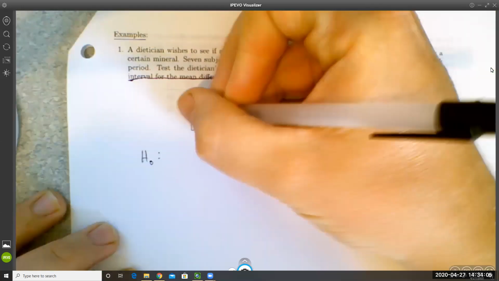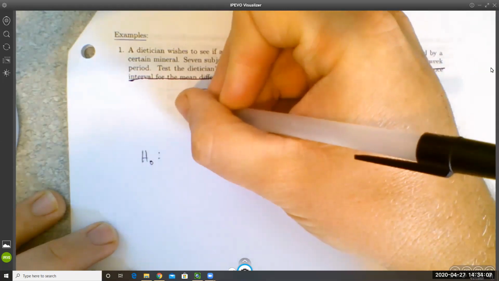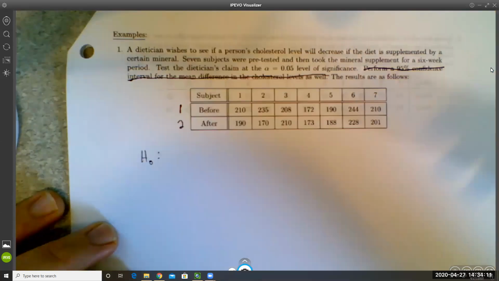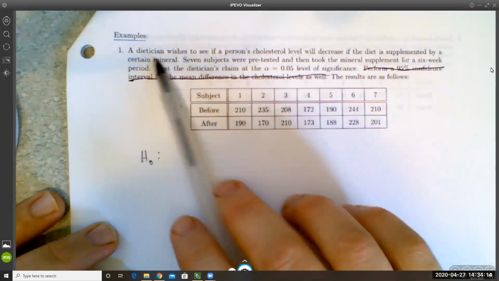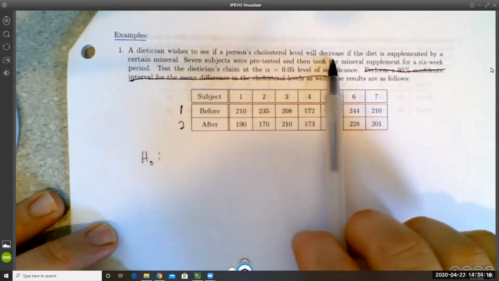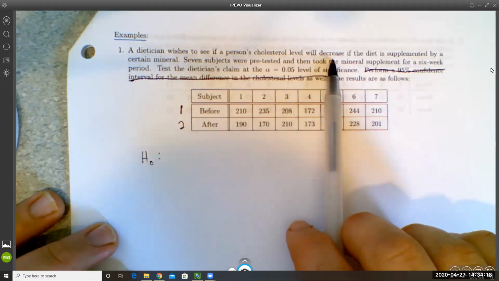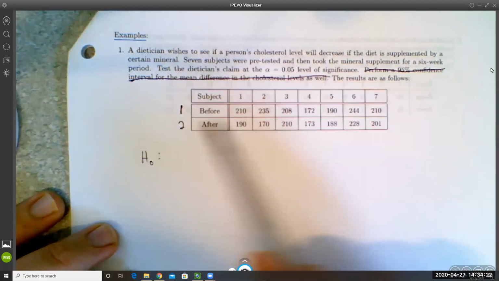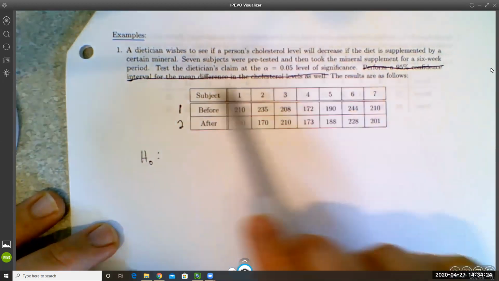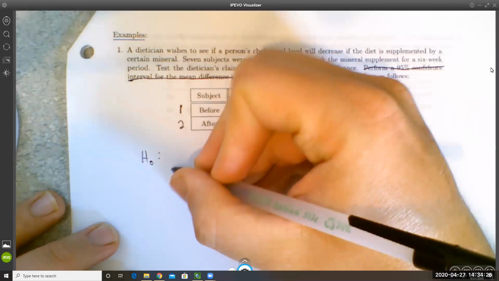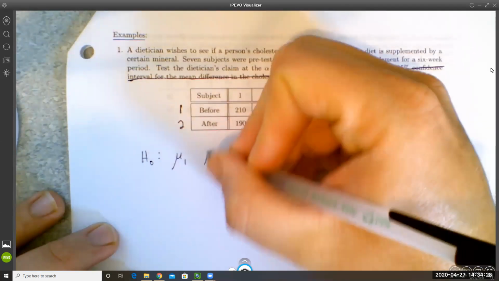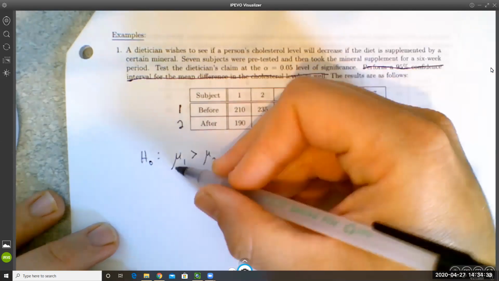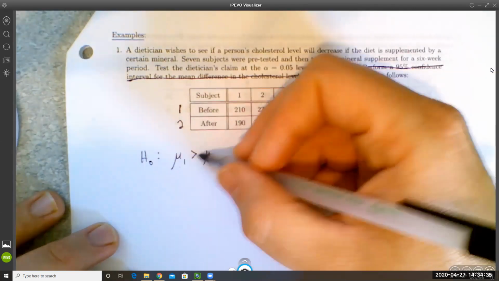So I'm going to call the before group group 1 and the after group group 2. It says the dietitian wants to know if the cholesterol level will decrease if they take the supplement. So she wants to know if this average is less than this average, right? So she wants to know if mu2 is less than mu1, right? Mu2 less than mu1, or in other words, mu1 greater than mu2.